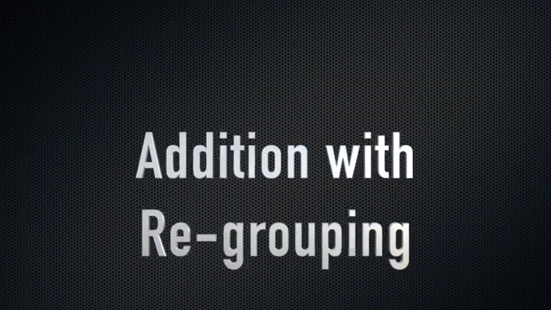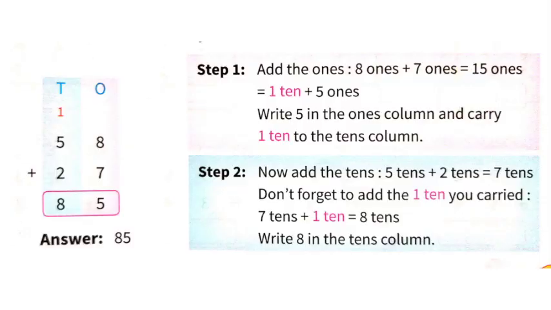Addition with regrouping. To add the numbers 58 and 27, start by adding the ones. 8 ones plus 7 ones equals 15 ones, which is written as 1 ten plus 5 ones. Write 5 in the ones column and carry 1 ten to the tens column.